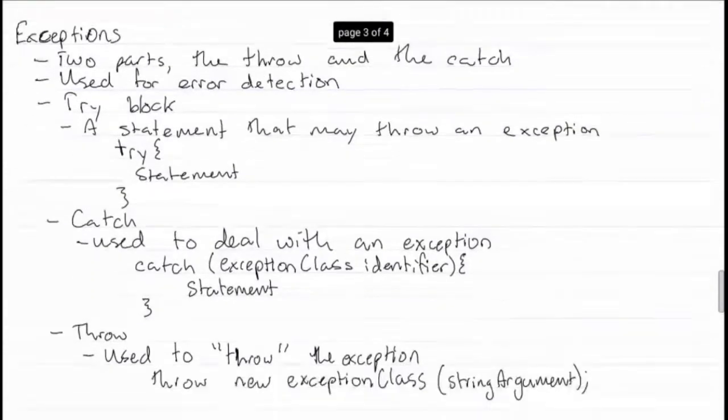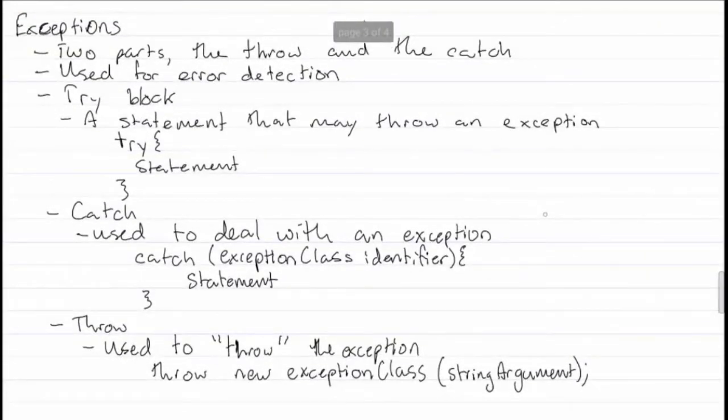Okay, now I think that's the last thing. Alright, finally we have exceptions. Exceptions are used to catch errors, and this is probably one of the more effective ways to catch an error. There's two parts to an exception. One is the throw and one is the catch, and then there's also a try.